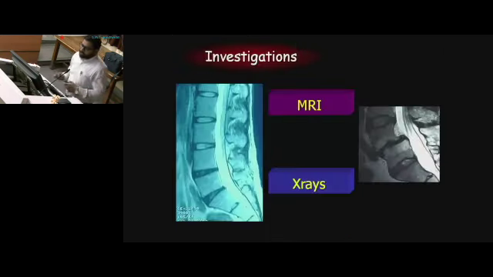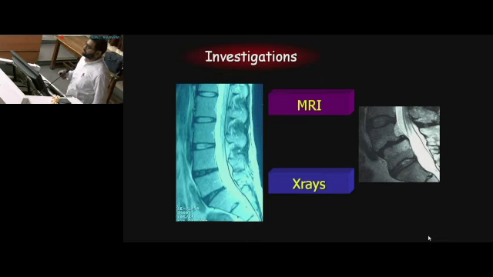So what all investigations do we need to get for the patient? We need to get the X-rays. X-rays will give us the idea that yes, we are looking at some pathology or some abnormalities happening at this level, say L4-5, L5-S1. And then we need to order MRI, because MRI is a much costlier investigation as compared to the X-ray. X-ray is very cheap, you can get it for 100 rupees, but for MRI you need to spend 6,000 rupees. So you cannot ask each and every patient to go for MRI.